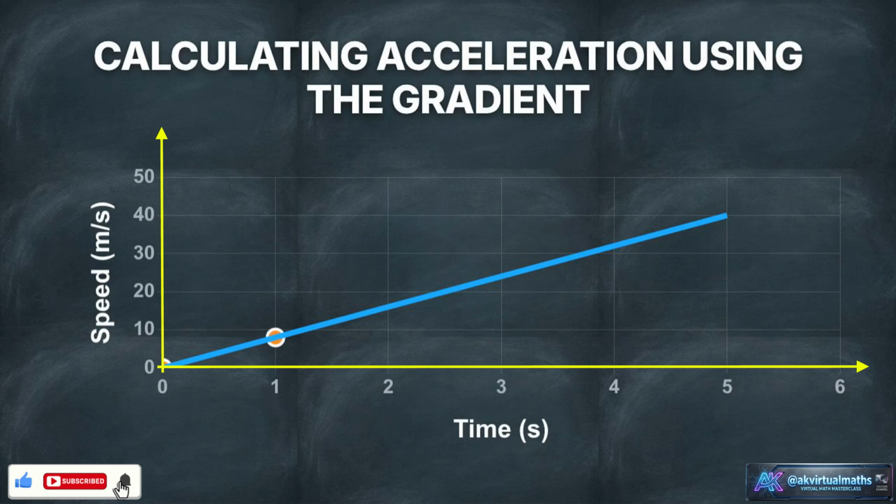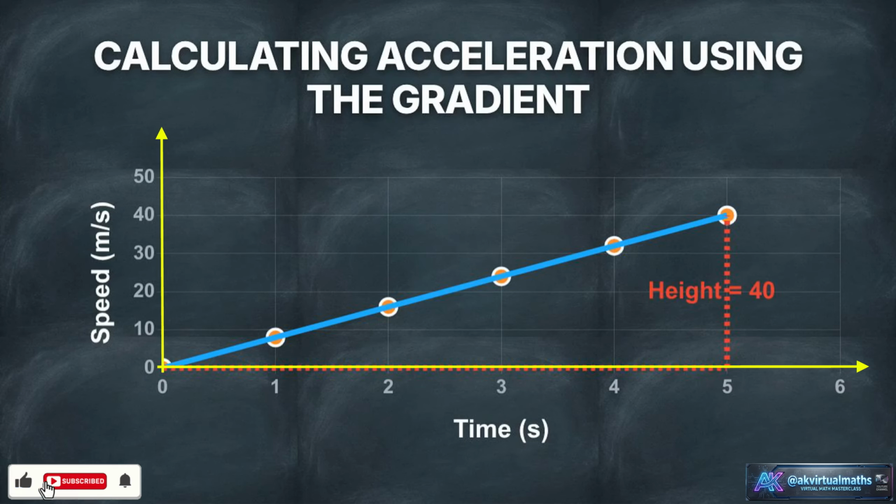The line is completely straight because the car's speed is increasing by the exact same amount every single second. This is what we call constant acceleration. We can calculate the exact rate of that acceleration by measuring the steepness of our line. In maths, we call this steepness the gradient.